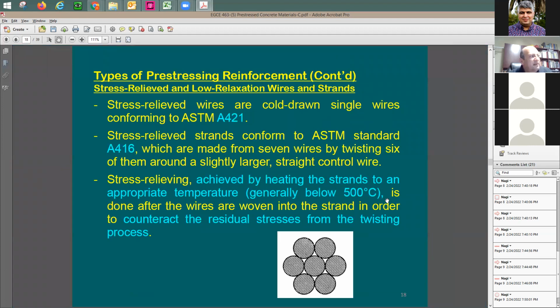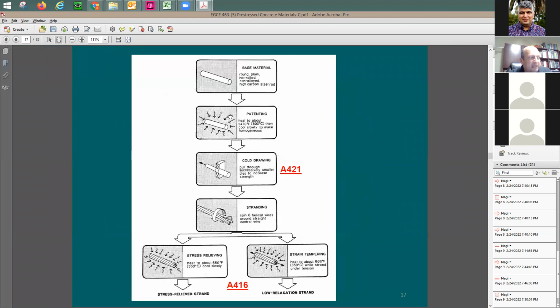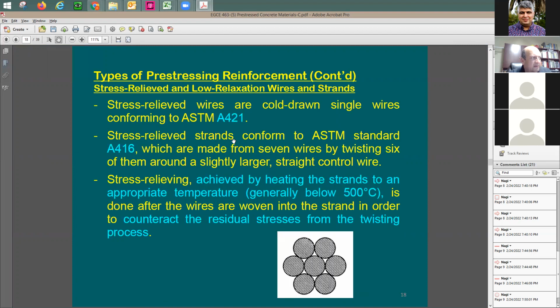Good. So here's what's going to happen. The 421 is going to be stress relief. Why stress relief? Because look what happened. We're going to be heating it and let go, right? It's going to cool slowly. So here we're reducing the stresses, right? And once you put them all together, it's going to be the 416.